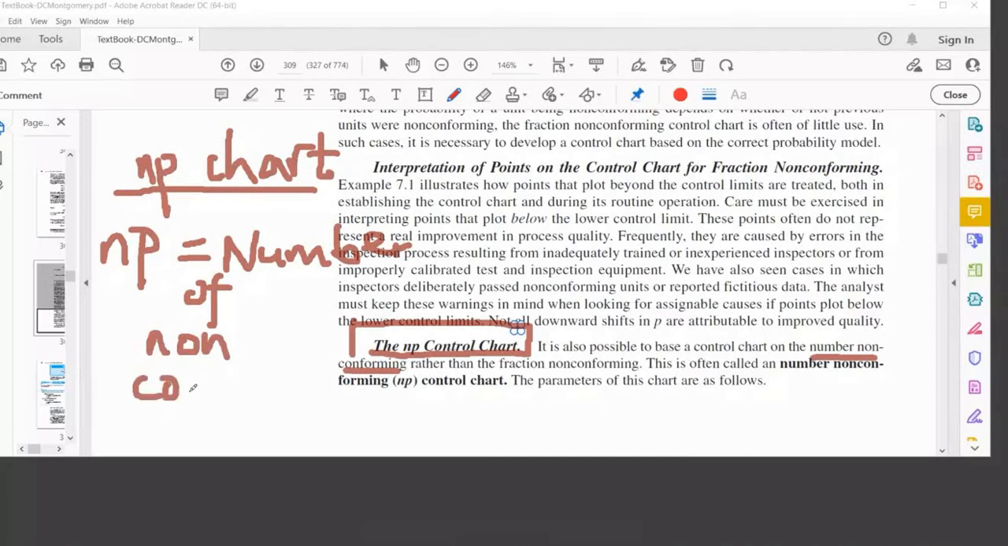Instead of using proportion or fraction, we use the number of non-conforming. So we use the number directly without the need to get the fraction. So the number of non-conforming is the NP chart. We don't have to get the P. We just use the number exactly as it is given, for the number of non-conforming units.